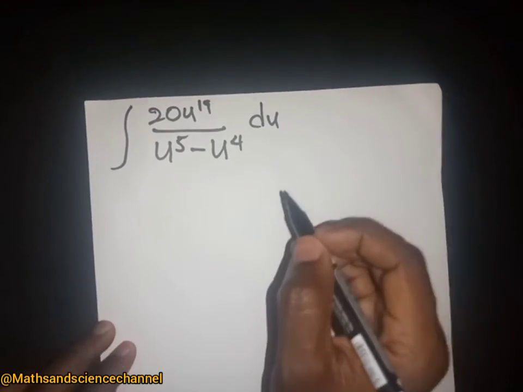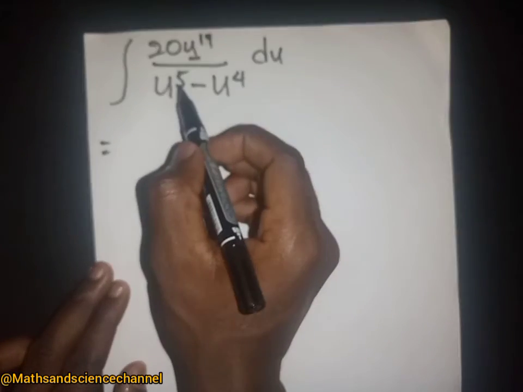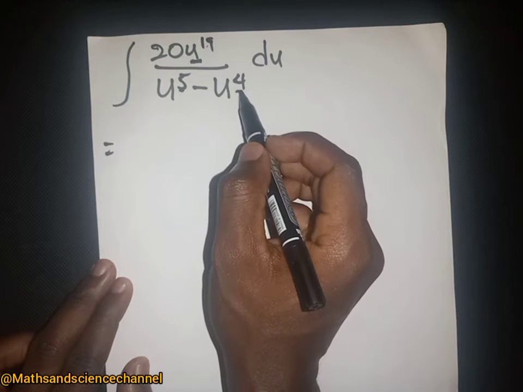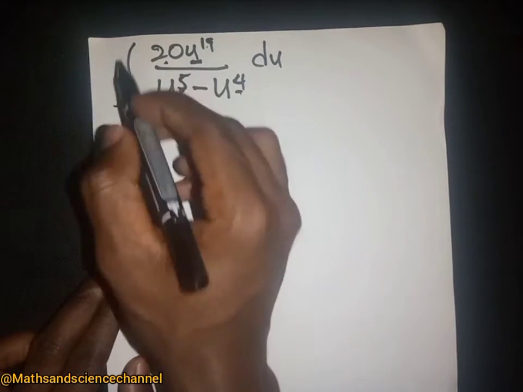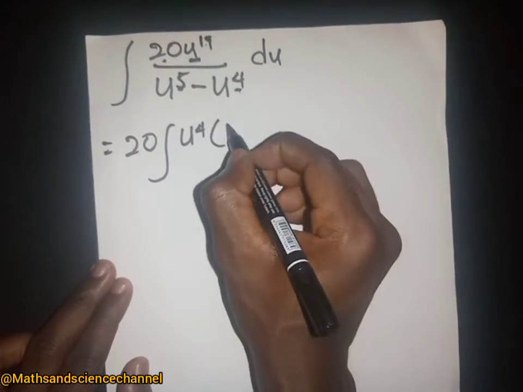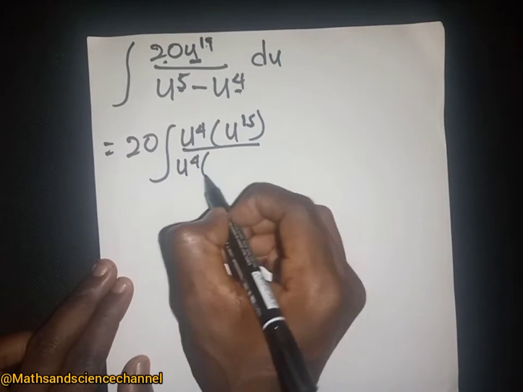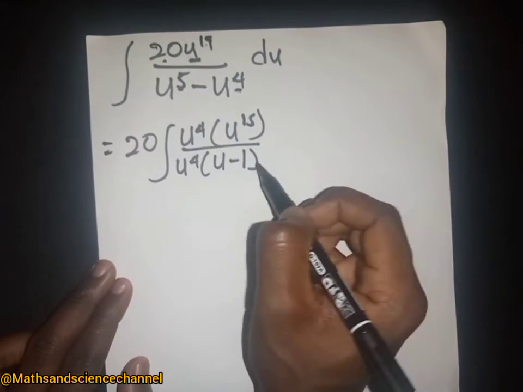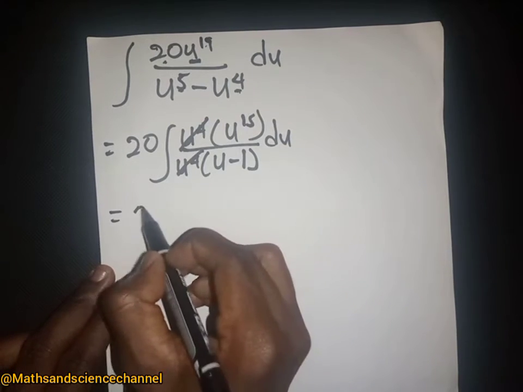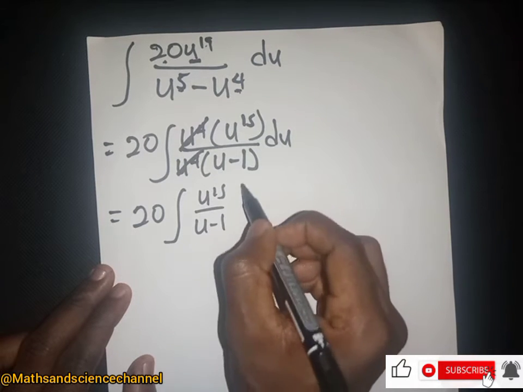Now from here, realize that we have u to the power 19, u to the power 5, u to the power 4. The lowest exponent is u to the power 4, so we can factor u to the power 4 out, and 20 is a constant, so we can take 20 out. Then we are left with u to the power 15 divided by u minus 1, du. So we have 20 times the integral of u to the power 15 over u minus 1, du.